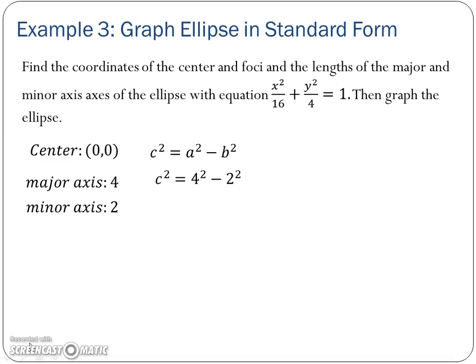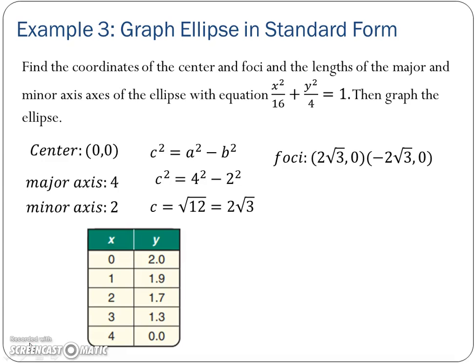So then we do 4 squared, which is 16, minus 2 squared, which is 4. So we get 12. The square root of 12 is 2 radical 3 when we simplify it. So the foci are at (2 radical 3, 0) and (negative 2 radical 3, 0). You can then use your calculator to find some approximate non-negative values for x and y that satisfy the equation. Since the ellipse is centered at the origin, it is symmetric about the y-axis. Therefore, the points here will work, and they lie on the graph.